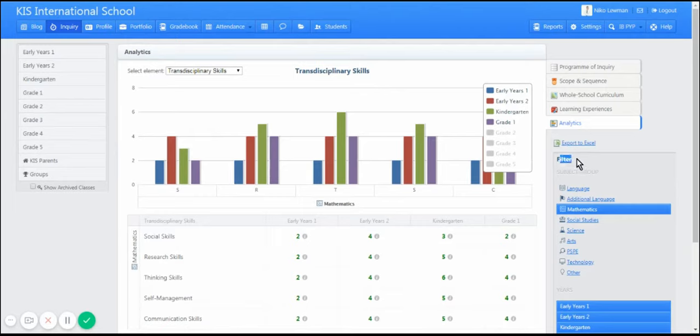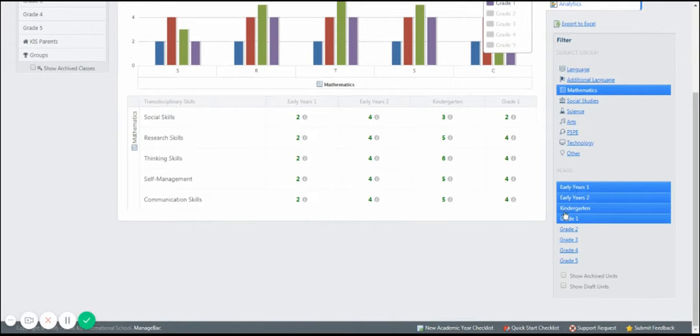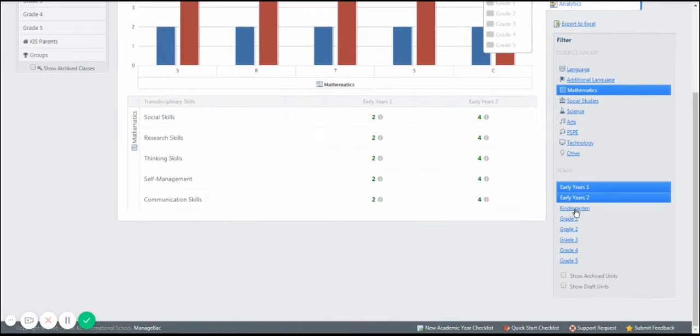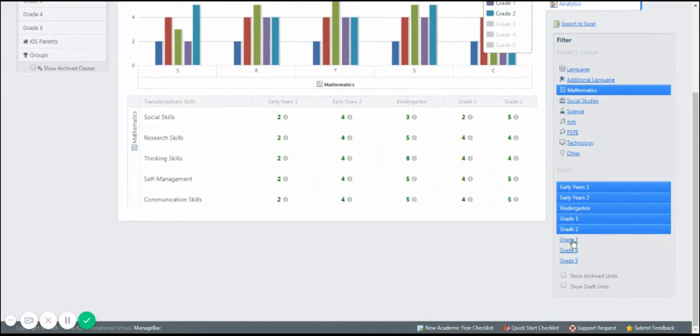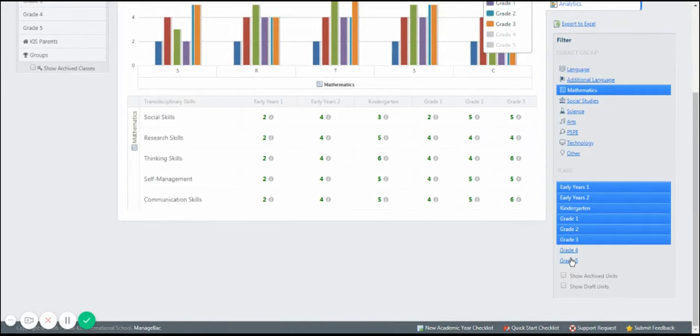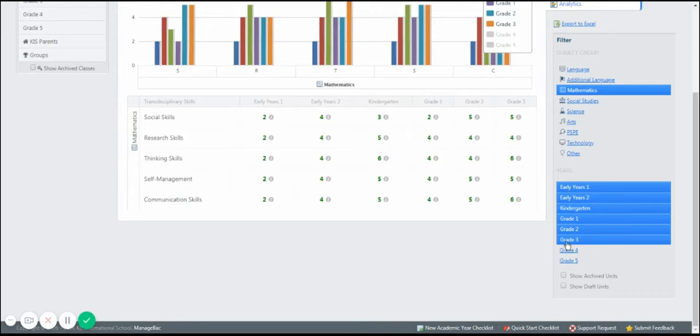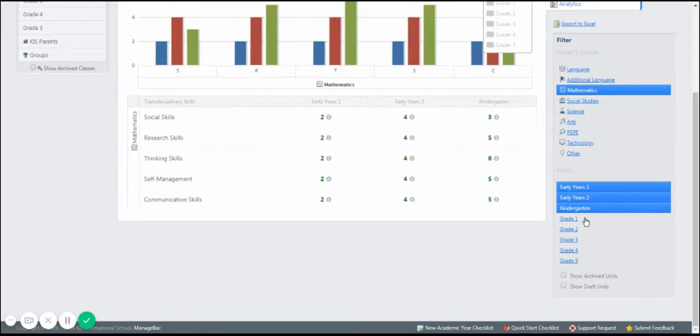So right here, we've got the filters. The filters are easily accessible. They give us all possibilities. We can look at math, we can look at language, additional language, all of them at the same time. The same thing with years. So you can choose all of them, or you can just leave only your early years, for instance. You can also show draft units, so the plans, so that you will see what's coming up.